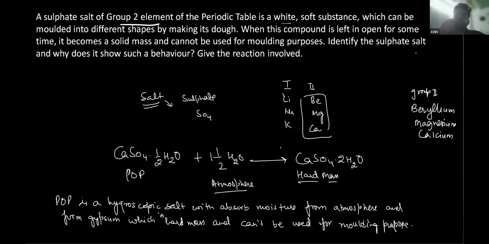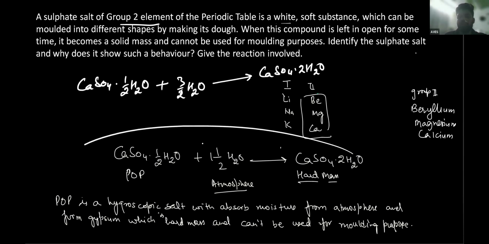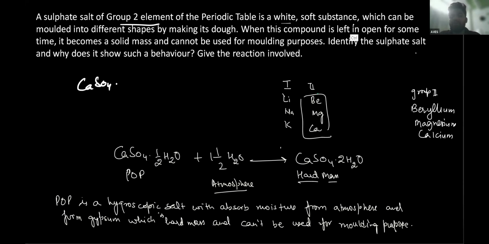You may have an idea that this can be calcium sulfate dot half H2O. When it is kept in open air, it will absorb the moisture and become CaSO4 dot 2H2O. That is the hard mass substance, gypsum. You got it? Understood?